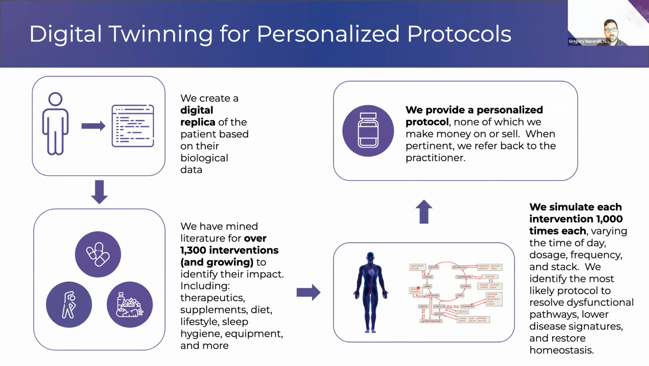And so we utilize something called a digital twinning protocol. So for this, we will create a digital replica of the individual based on their intake information and their metabolomic scores. We then have a database of over 1,300 interventions, which include various different dietary, lifestyle, supplement interventions, and some medications. And we will create a personalized protocol that's going to have the most favorable impact on the individual's metabolic health scores. And so we will do that and create a protocol from it.